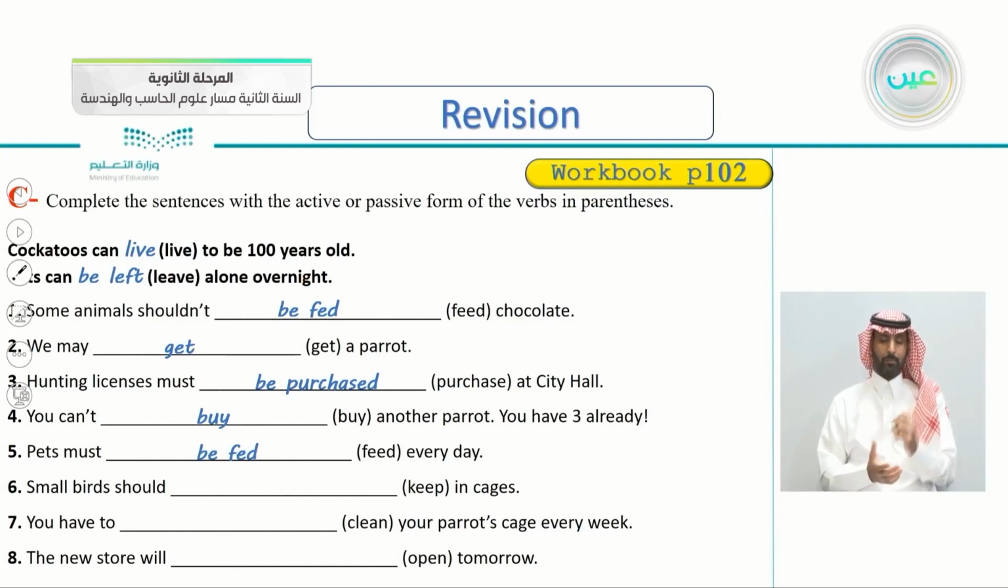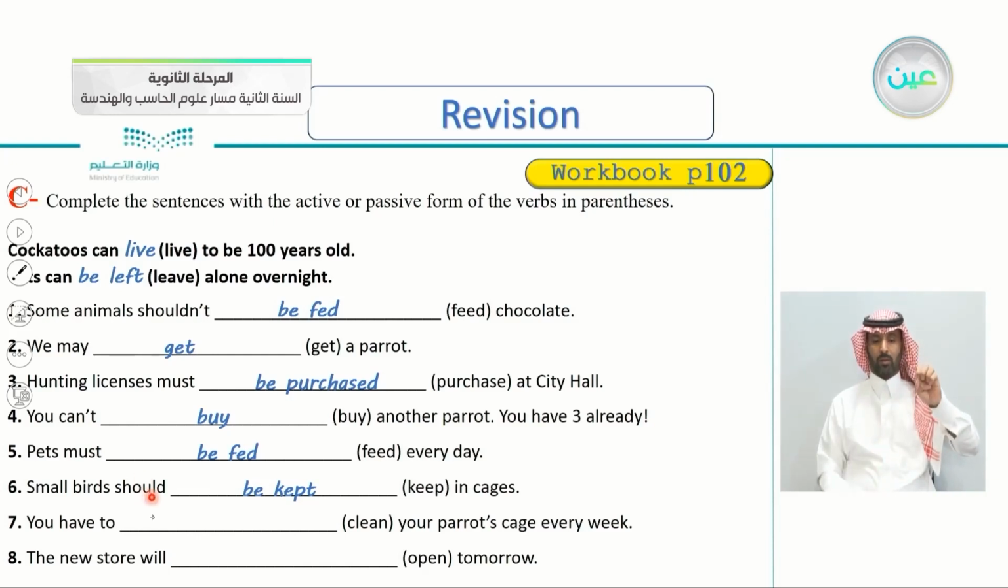Number 6, small birds should keep in cages. So the verb here is keep. Where is the subject of the verb? Who is doing the keeping? So the subject is not mentioned. So this is again a passive. So how do we write it? Small birds should be kept in cages. Very good. Should be kept in cages.